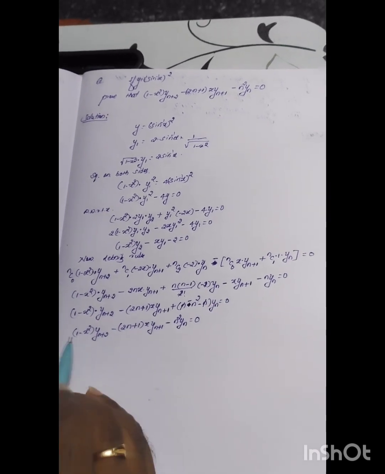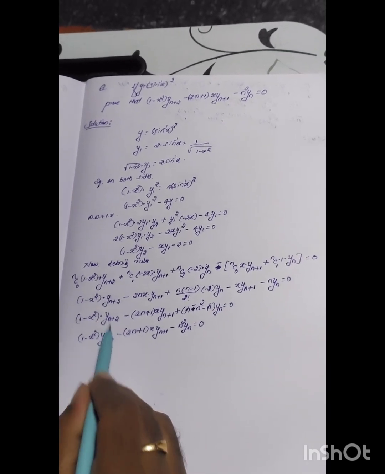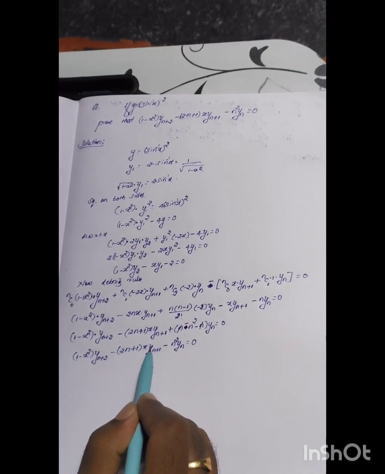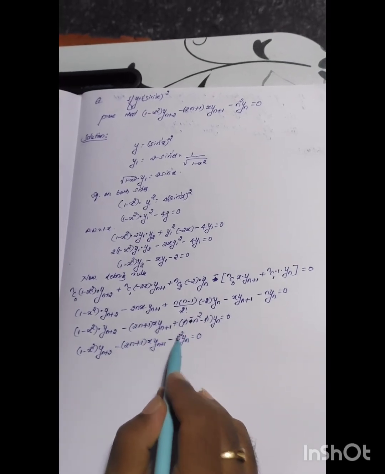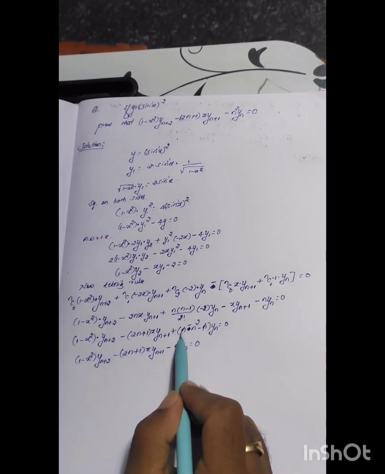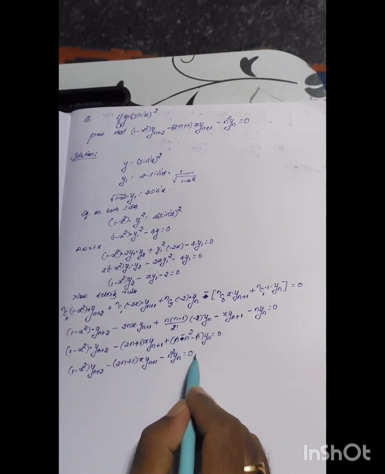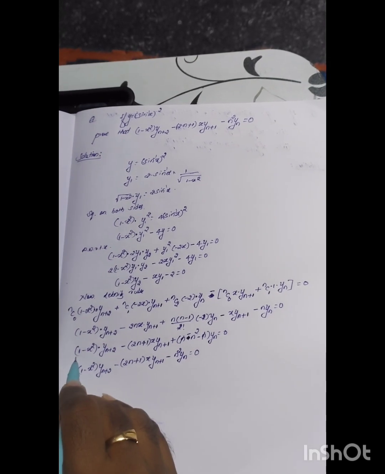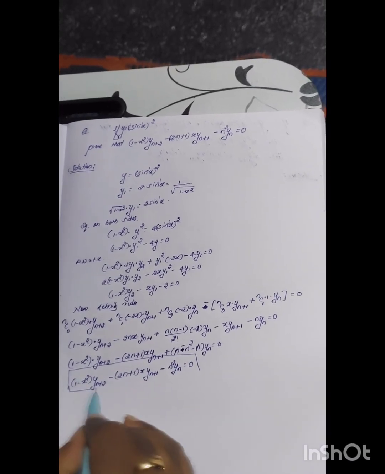And further simplification we will get 1 minus x square into yn plus 2 minus 2n plus 1 into xyn plus 1 and minus n square, I have taken minus outside. So one positive n, negative n cancelled, so minus n square yn equal to 0, which is the required thing to be proved.